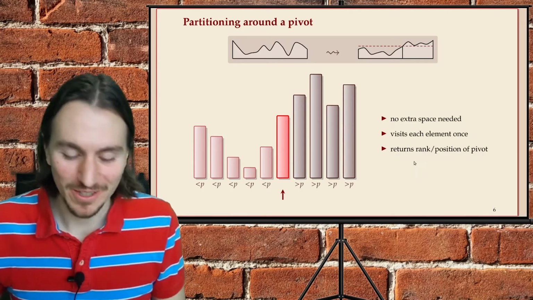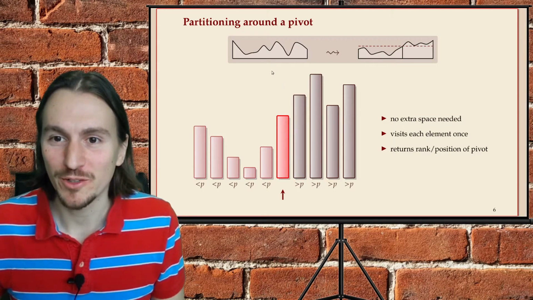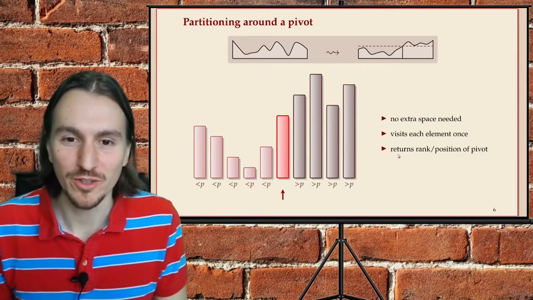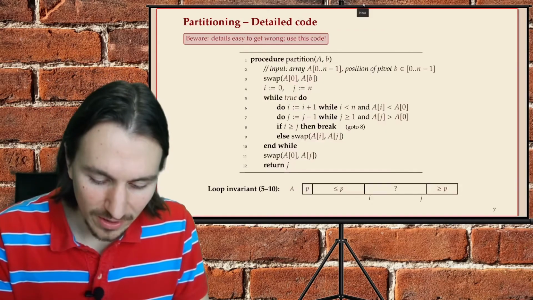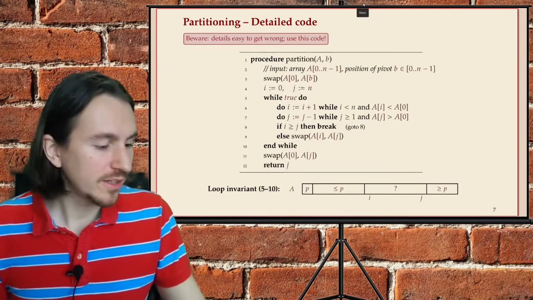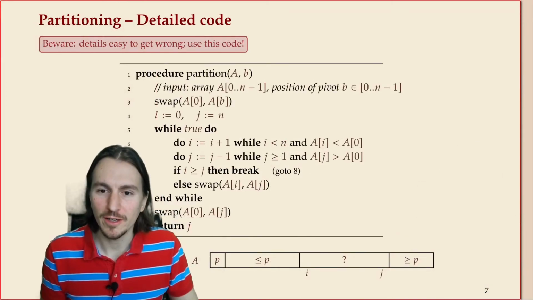And the last point, what I already said: as the return value from the partitioning procedure, we return the position of the pivot at the end. Good. With that preparation, we can give the detailed code for Quicksort.